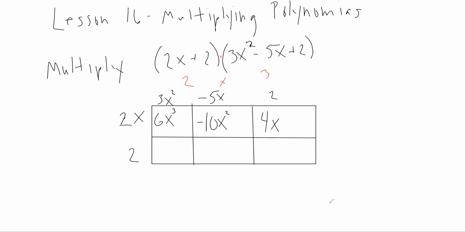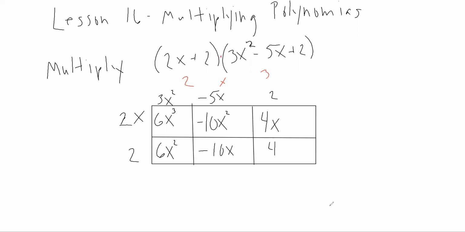Now I'm on my second row. So now I'm going to be multiplying this 2 here by this 3x squared. So 2 times 3 gives me a product of 6, and then the x squared comes along. Now I have 2 times negative 5x, so 2 times negative 5 gives me a product of negative 10. Remember to keep that x along. And now I'm going to have 2 times 2. Well, 2 times 2 is a product of 4, right?